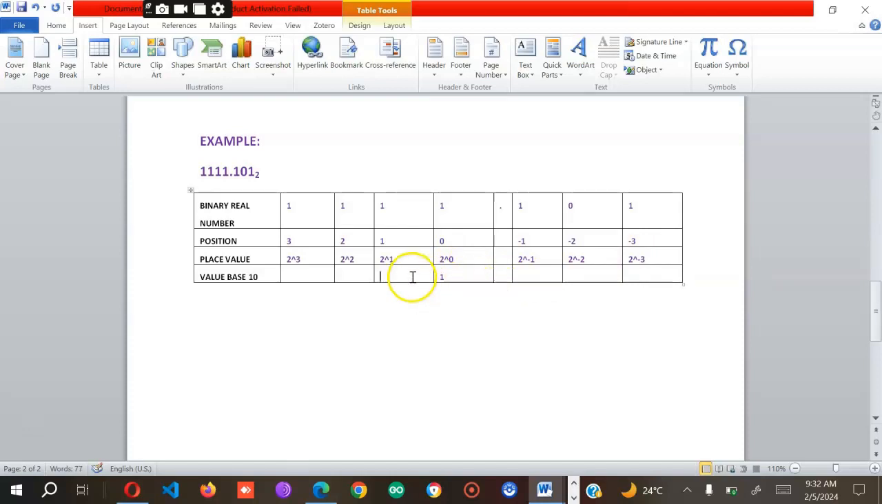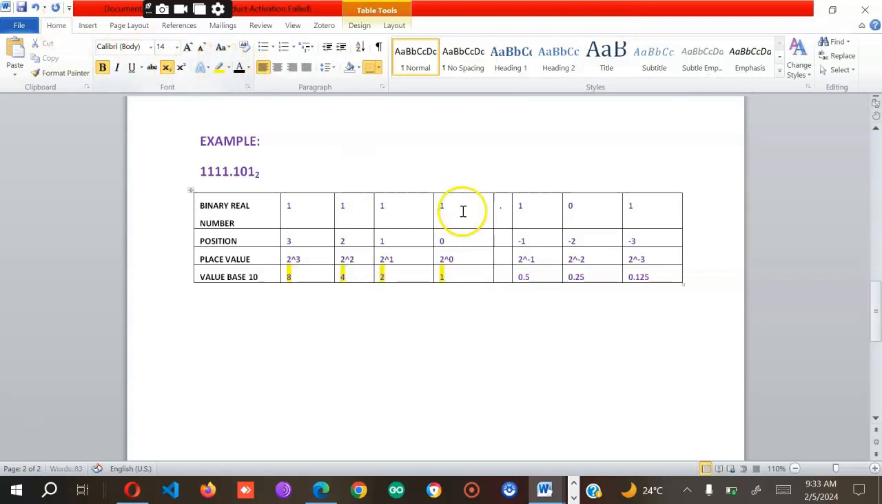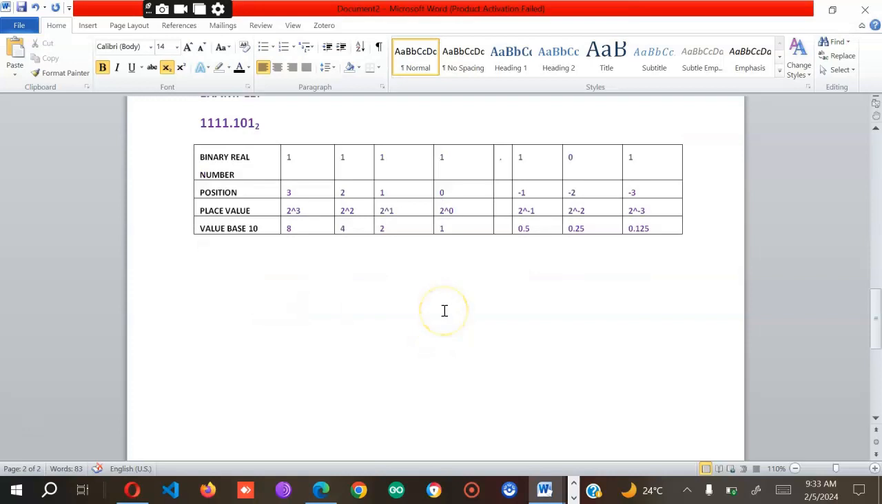This is supposed to give us 1, this is supposed to give us 2, this is supposed to give us 4, and lastly, this one is supposed to give us 8. This one is supposed to give us 0.5 after you expand. This is supposed to give us 0.25, and the last part 0.125. So we have the two sections on this side: this is the integral part, and the other part is the fractional part. Having done that, the next step is to expand.